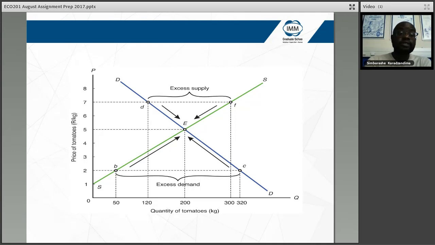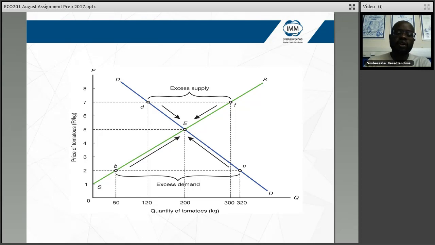Again, if the price is higher, let's say the price is 7 rand, the consumers are going to demand less, but the suppliers are going to supply more because it's a higher price. So there's excess supply in the market. As long as we have excess supply or a surplus of tomatoes, that is going to put a downward pressure on price.